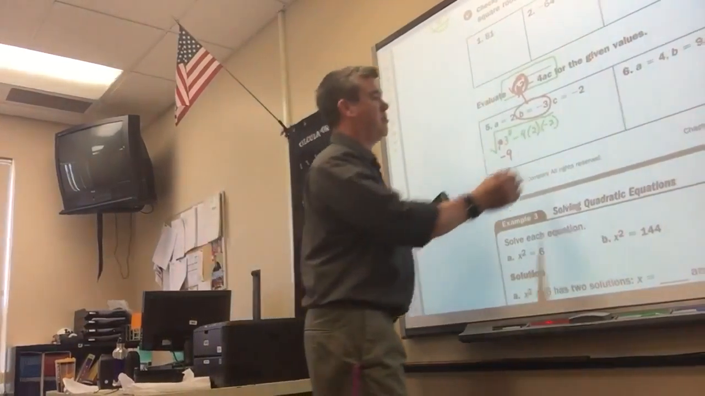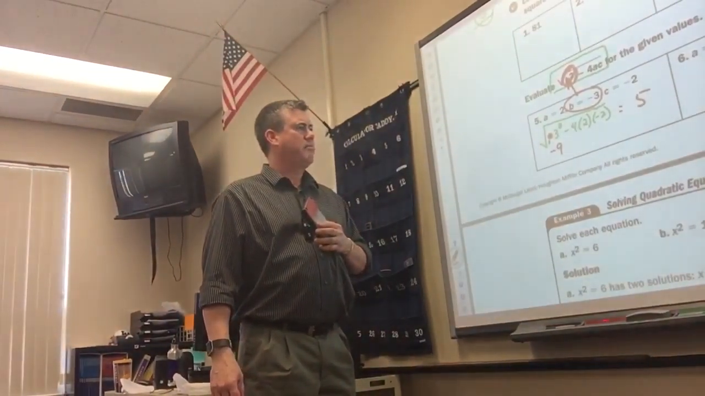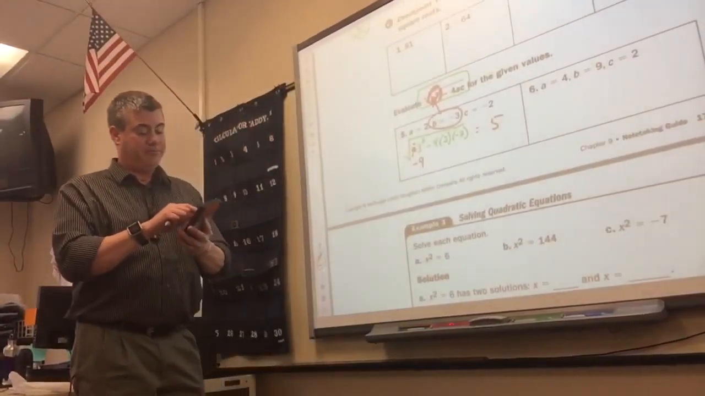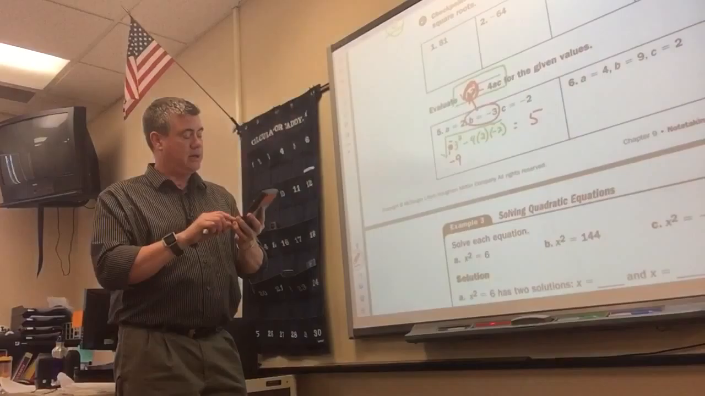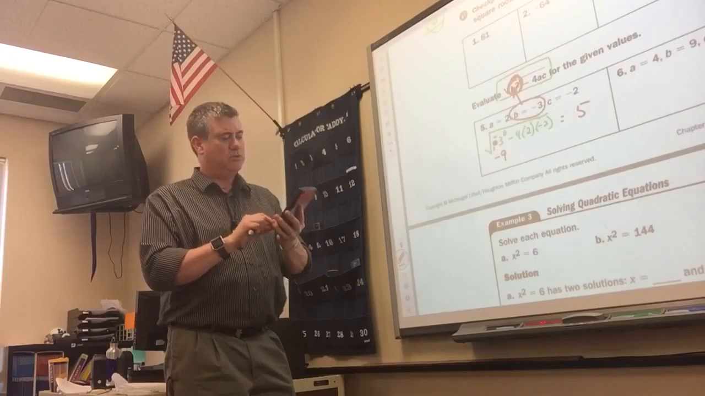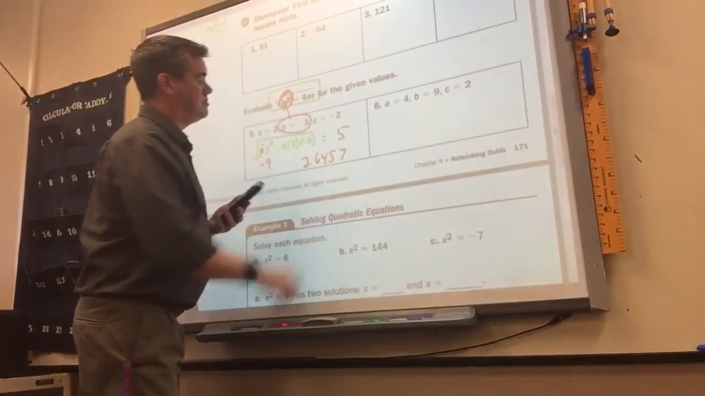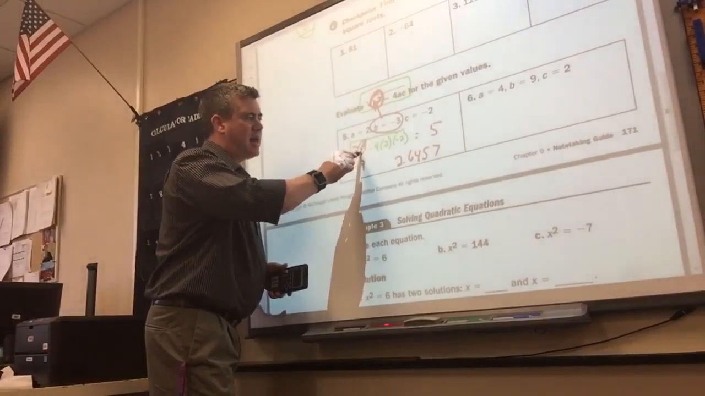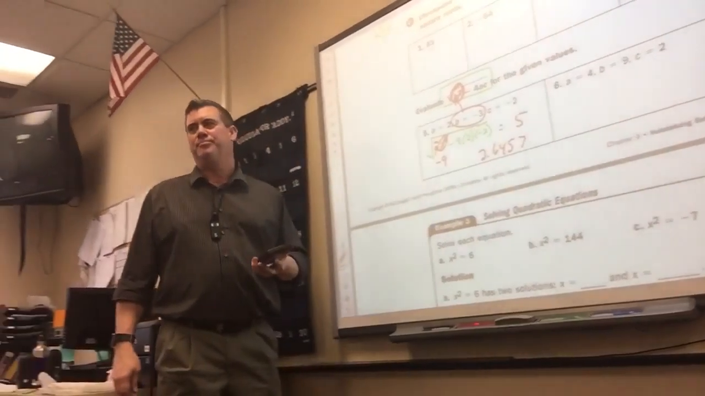you'd get 5. Okay, if you just typed it in like that, negative 3 squared minus 4 times 2 times negative 2, you would get 2.6457. The reason why is this negative right here. It's squaring that, making it 9, but then that makes it a negative. Added to 16. Okay?